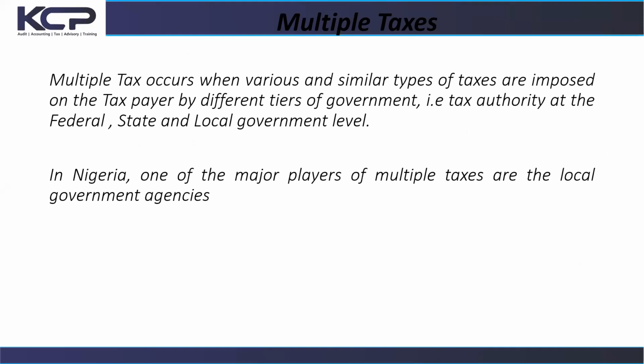duties. Then we also talk about the multiple tax. Multiple tax means a taxpayer being subjected to more than one form of tax on the same income. And that occurs very, very often in Nigeria. Multiple tax occurs when various and similar types of tax are imposed on the taxpayer by different tiers of government. Tax authorities at the federal, state and local government most often collect and reassess each person to the same form of tax.